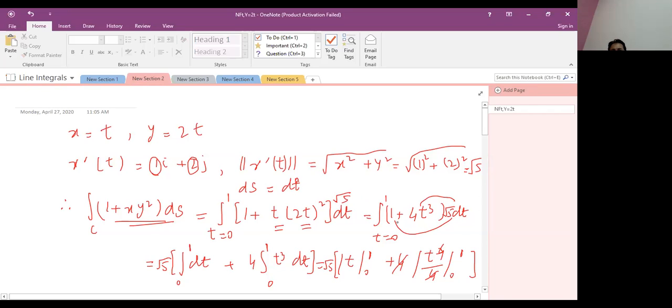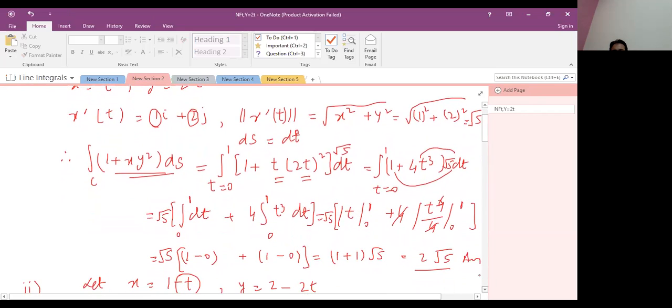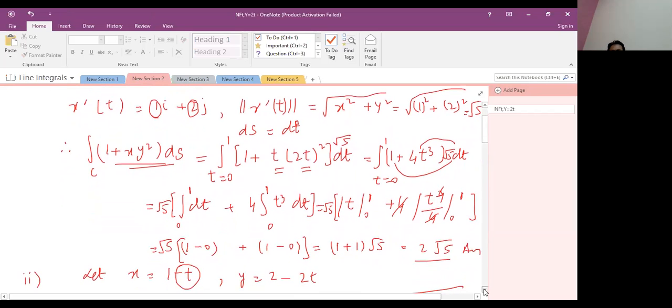In the next step, we will multiply and separate them. Then we integrate with respect to t. After that, we apply the upper and lower limits. The answer is 1 minus 0, 1 minus 0. It means 1 plus 1 is 2, so 2 times root 5 in case 1.